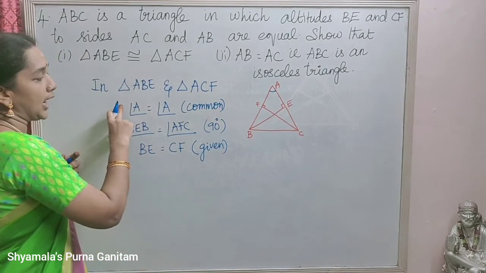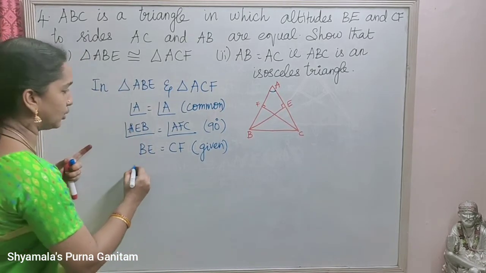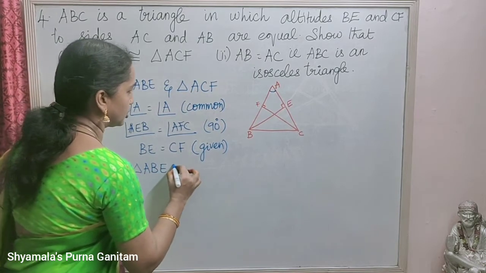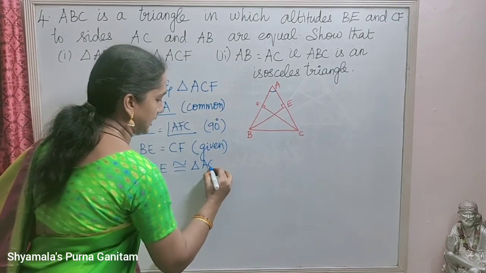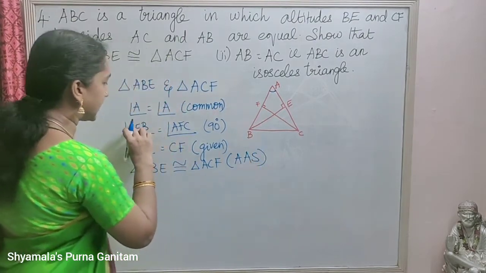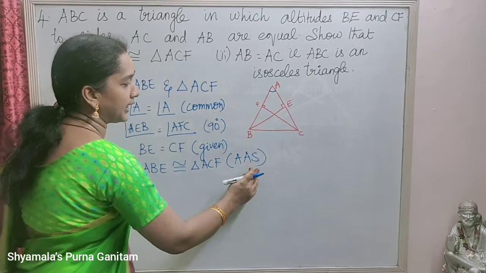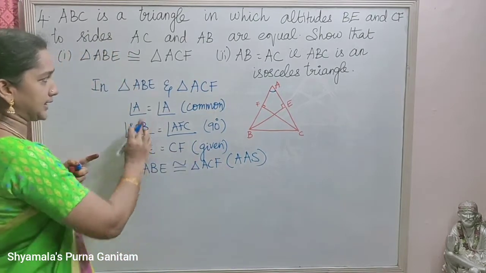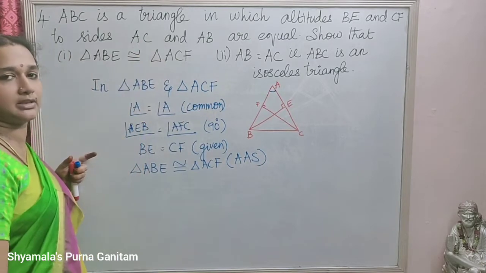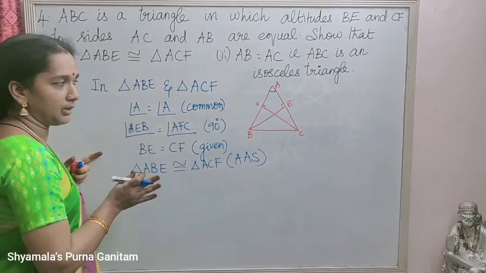So two angles and one side. Triangle ABE is congruent to triangle ACF by AAS congruency. That is the first thing they asked you to prove, so we have proved that.